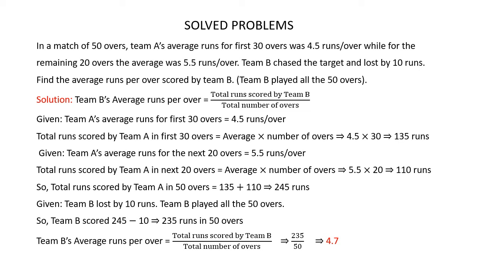So now we know Team B's score in 50 overs is 235. Also we know that the total number of overs played by Team B is 50. So Team B's average runs per over is 235 divided by 50, which is 4.7. So the average runs per over scored by Team B is 4.7.